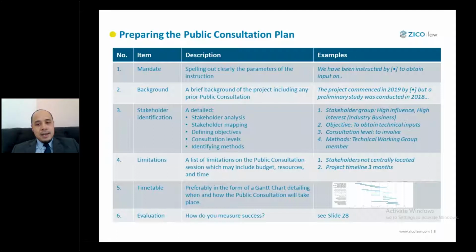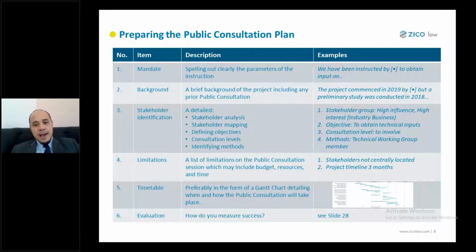So if you look at the public consultation plan, this is essentially the guiding document that should be shared with everyone involved in the project. This is basically to ensure that the project can be implemented successfully and to manage the expectations of the various stakeholders involved. I didn't just want to take a screenshot of what a public consultation plan looks like, so I've broken it down into certain elements and I'll walk you through these elements.